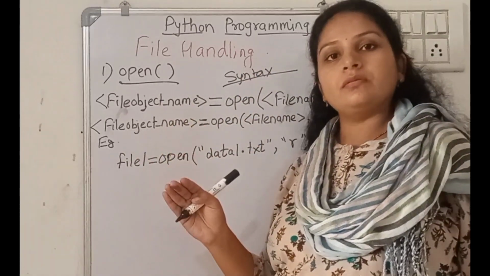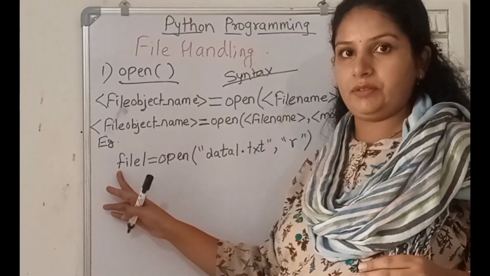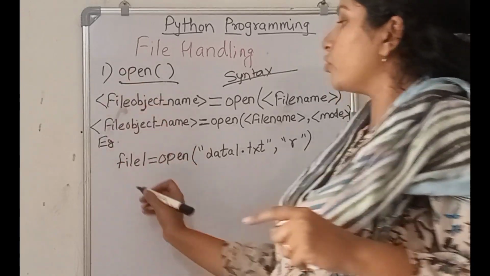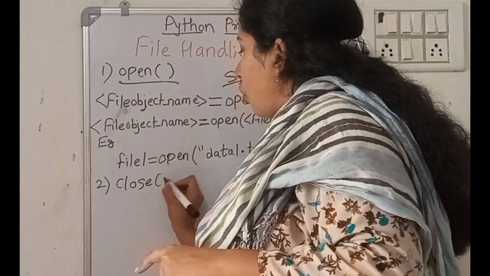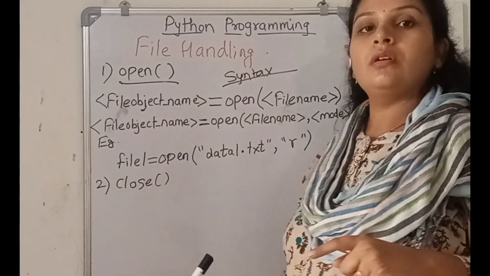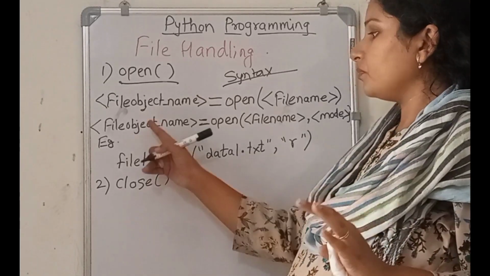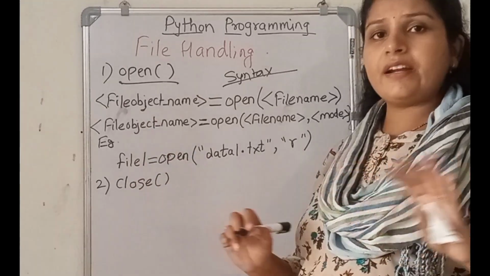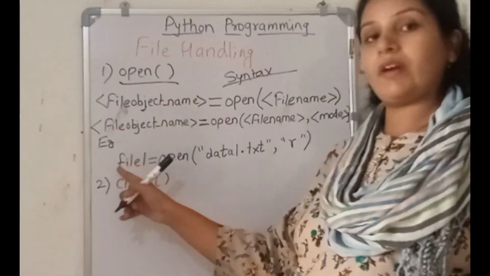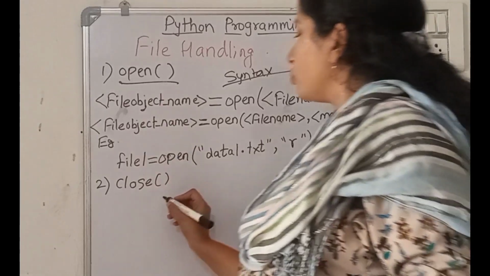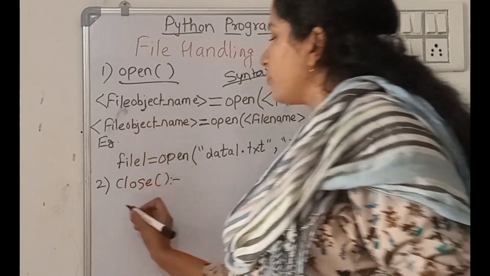Then after I am done with all the operations, I need to close this file. For that, you are going to use the close function, because after all the operations, you need to close that file and save that file properly. So how to close that file? It is very simple. You already have access of this file in the file object, so you are going to use the file object only.